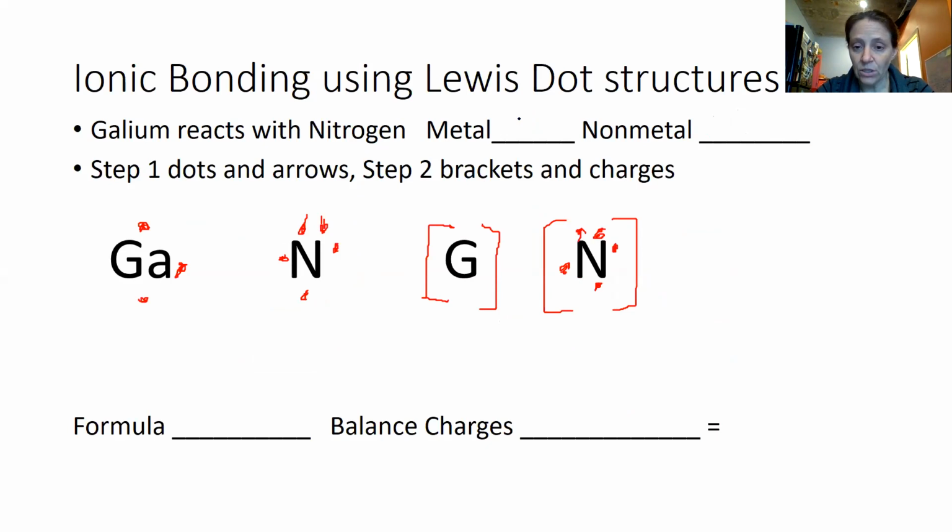Gallium is going to be our metal. It's on the left side of the periodic table. Okay, so we're going to put gallium, and then nitrogen is our nonmetal. So gallium has 3 valence electrons. It is our metal, so metals are losers. So it's going to go ahead and lose these 3 electrons. I'm going to do my arrows and my X's. Okay, so these X's are going to be the electrons that got transferred in.